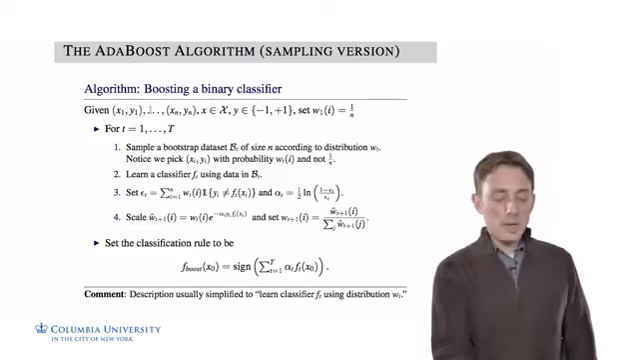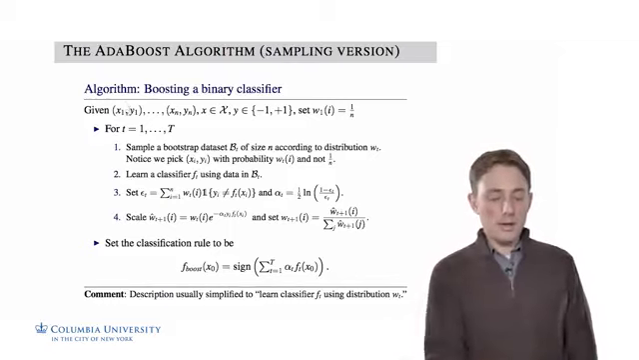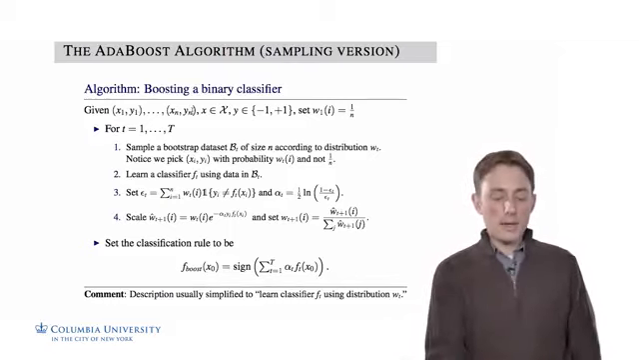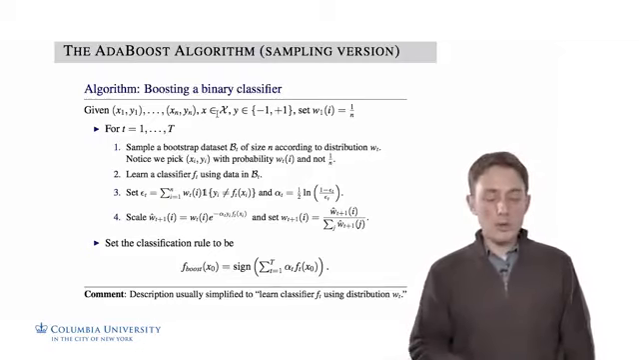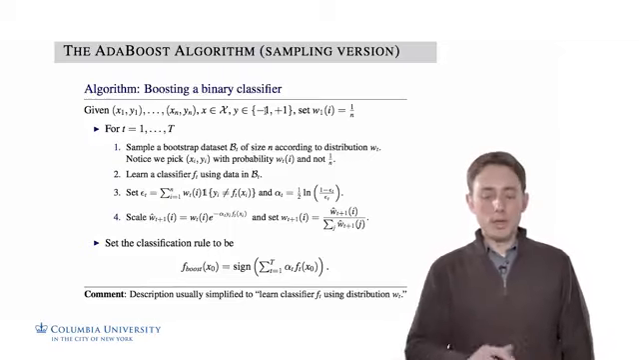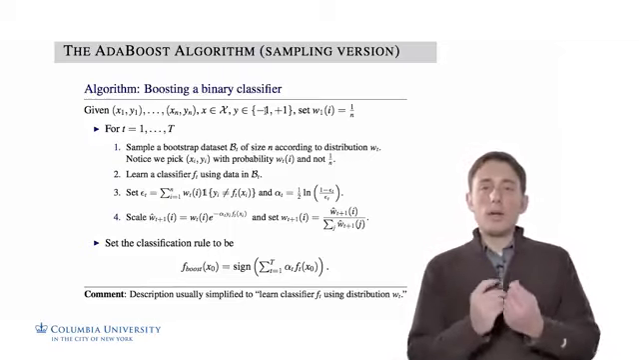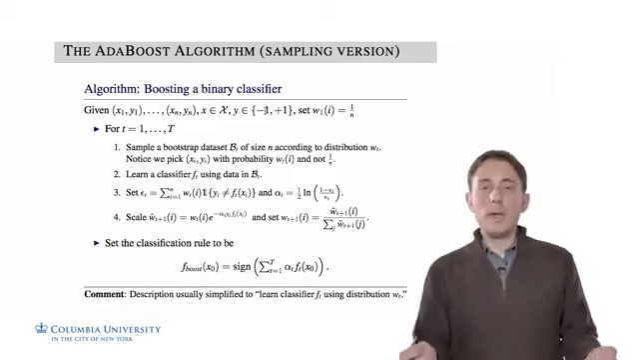So here, again, we have n labeled data points in our training set, x1, y1 through xn, yn, where each x is, again, in some arbitrary space, and each y is a binary label, plus 1 or minus 1. Then, what we're going to have is an n-dimensional weight vector that's going to change with each iteration, or sometimes they're called rounds, of boosting.